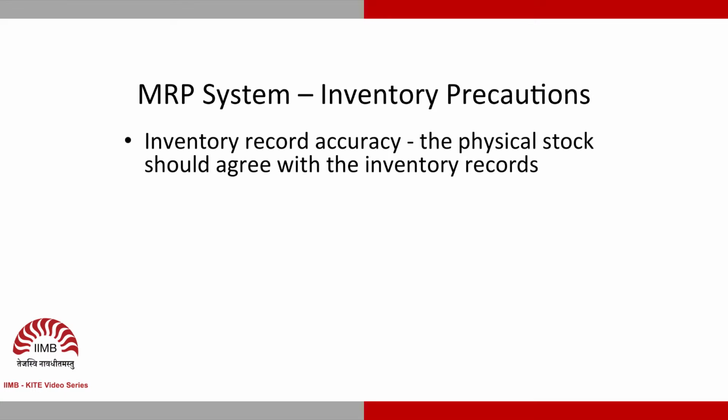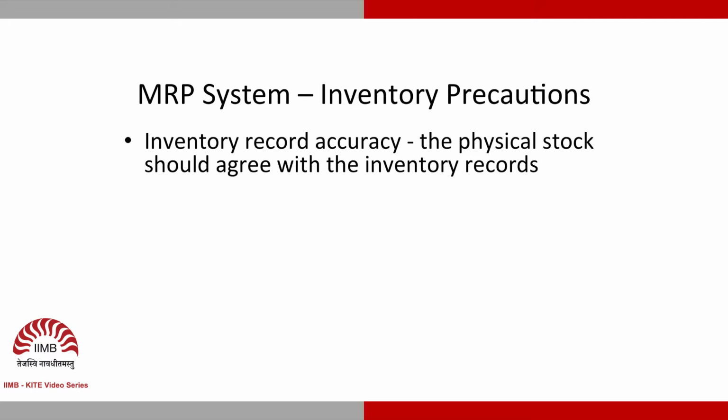Now, what type of inventory related precautions do I have to take as a prerequisite for MRP system? Inventory record accuracy. By this what we mean is the physical stock should agree with the inventory records. For example, if I go to inventory records and find a particular item code and it shows the quantity available is 100, I go for physical stock verification and see if it is close enough to 100 or not. Within plus or minus some acceptable percentage, it is fine, but if it is deviating beyond that, I will say this inventory record accuracy is poor.